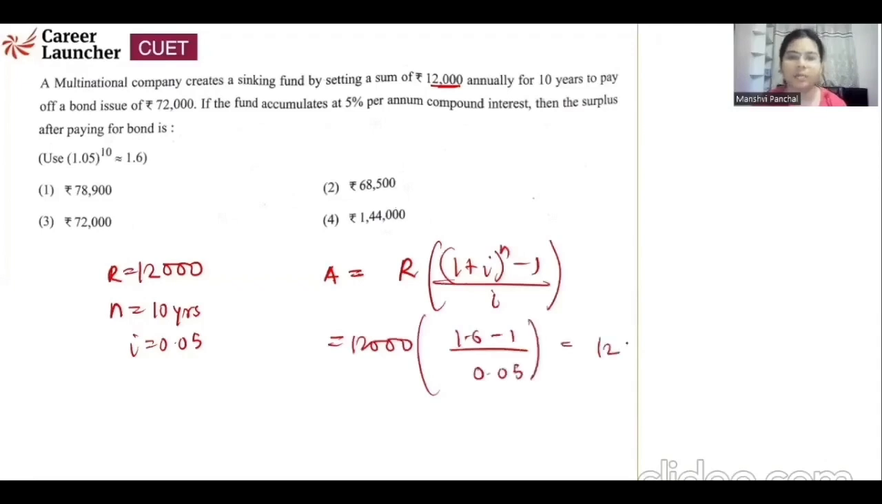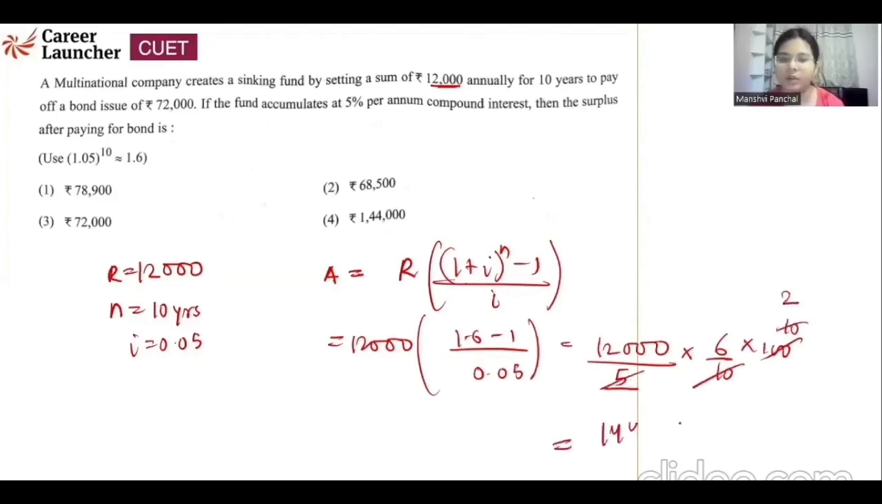It means 12,000 into 100 upon 5 into 0.6. It means this will be 6 by 10. Right? So this 100 will go here, 6 into 100. This will go by 10. This will go by 2. So it will be 2 into 6, 12. 12 into 12 is 144. And then this much. So it is 1,44,000. From this, you have paid 72,000. So what is left? 72,000 is left. Option 3 is correct answer.